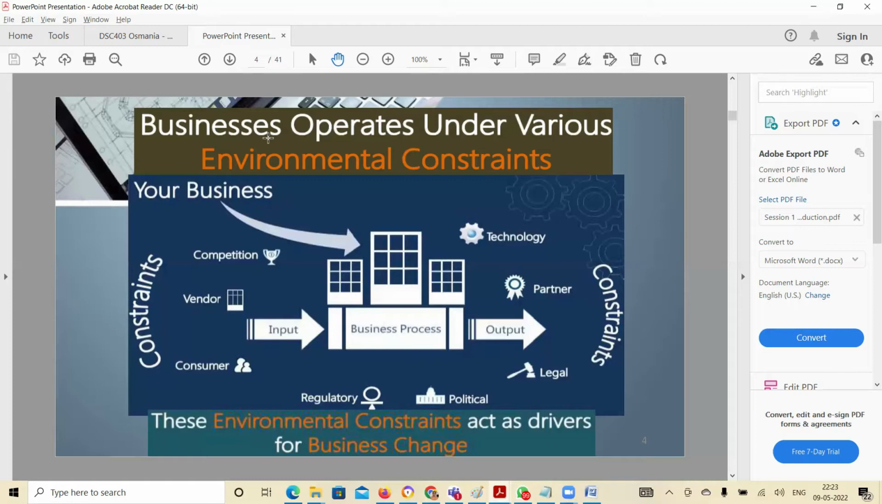So as a BA, you have to look at all these aspects. You have to look at competition, vendors, consumers, technology, partners, legal, political, will of the government, and your regulatory requirements. And all these together decide your business process. Okay, so you impact the business process, indirectly and also directly.